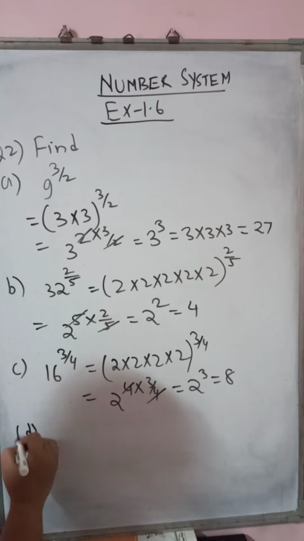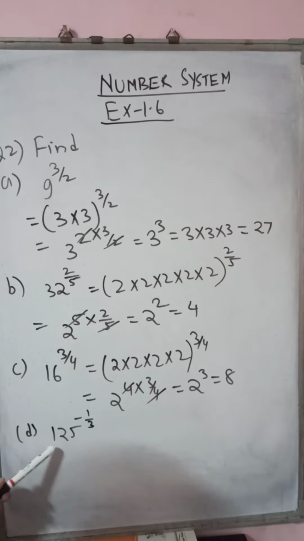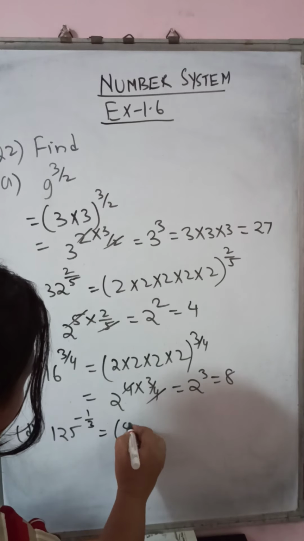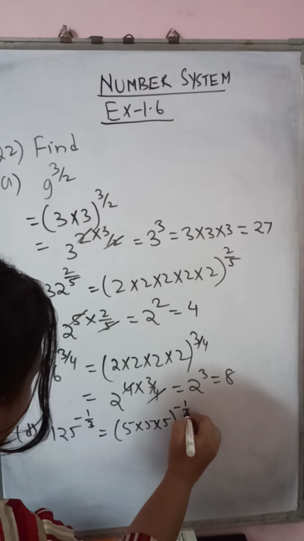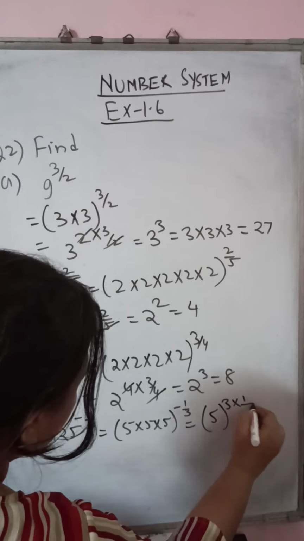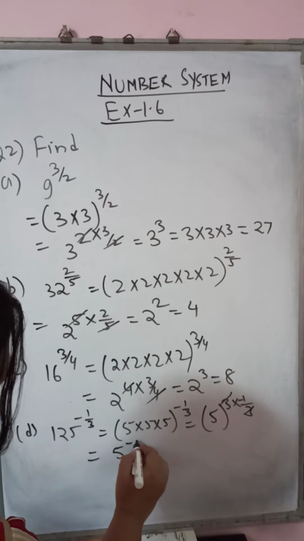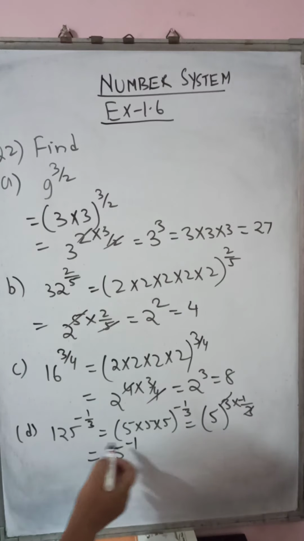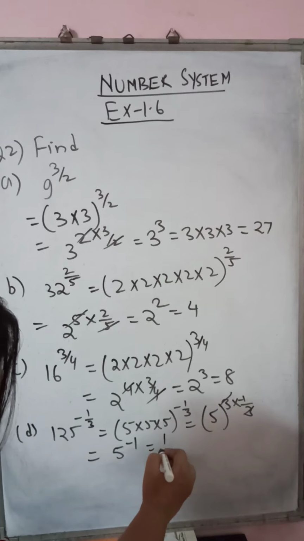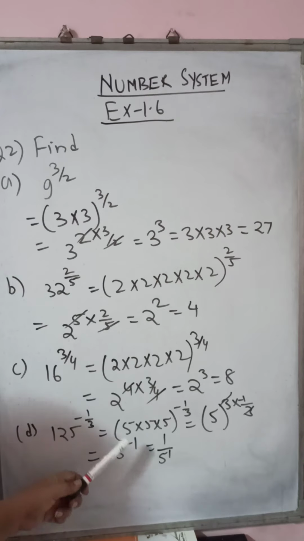Now last, 125 raised to power minus 1 by 3. Again 125 can be written as 5 into 5 into 5 raised to power minus 1 by 3. So this can be written as 5 cube into minus 1 by 3. So this 3 can get cancelled. So what are you left with? 5 raised to power minus 1. So this negative power, when you have to convert it into positive, you can write 1 by 5 raised to power 1. So this is the answer. Negative power can be converted into positive by taking the reciprocal. Reciprocal means 1 by something. So this question number 2 is done.